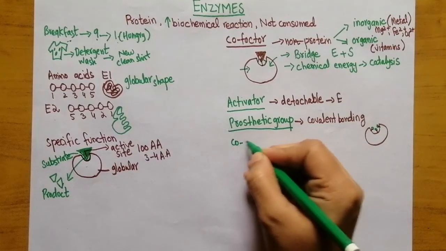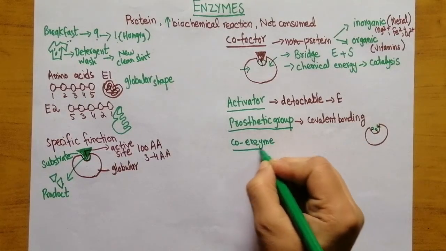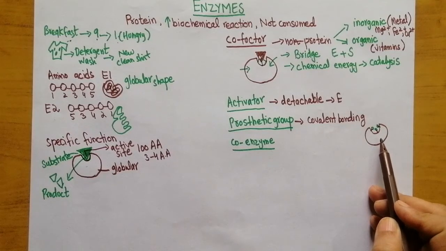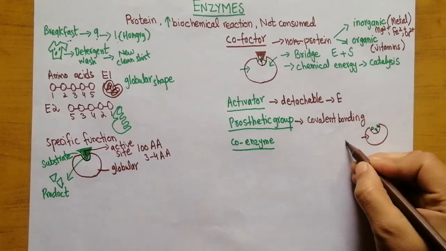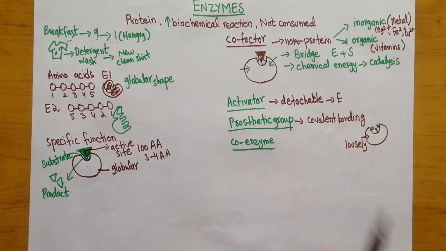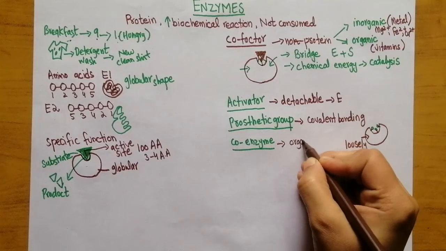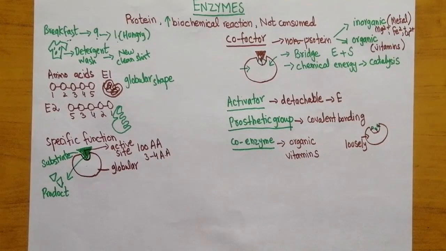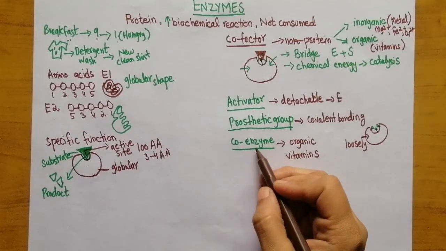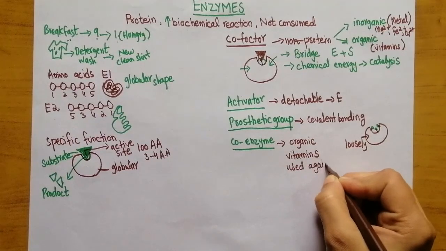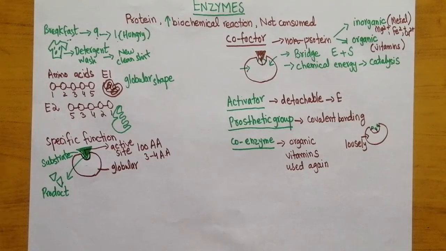Along with prosthetic group, the coenzyme word is also used. Coenzymes are also attached with the enzymes, but their attachment is very loose. So if they are loosely attached with the enzyme, they are known as coenzymes. Most of the coenzymes are organic in nature, for example, vitamins. They perform very important functions inside the body. And another property of coenzyme is that just like the enzymes, they can be used again. It means that at the end of the reaction, they are not consumed, but they can be used again and again.